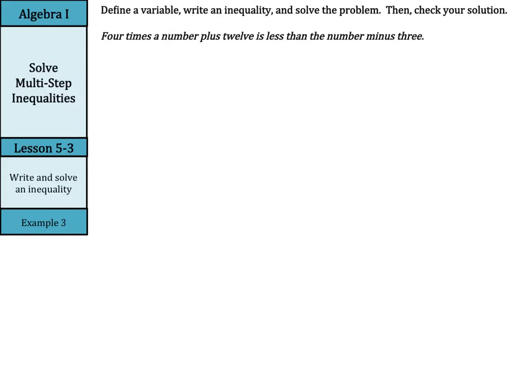Now in example 2, we're going to define a variable, write an inequality, and solve the problem. Then we'll check our solution. 4 times a number plus 12 is less than the number minus 3. Let's walk ourselves through that. 4 times a number, let's define our number as n. So 4 times our number is 4n plus 12 is less than, so our less than symbol, the number n minus 3.